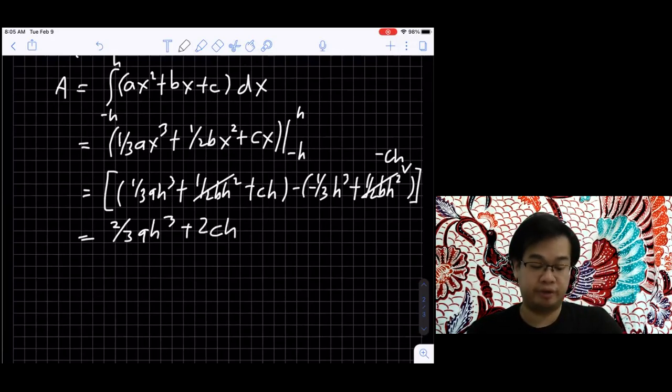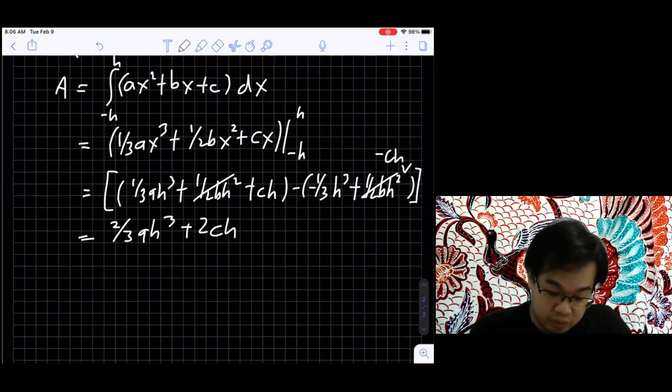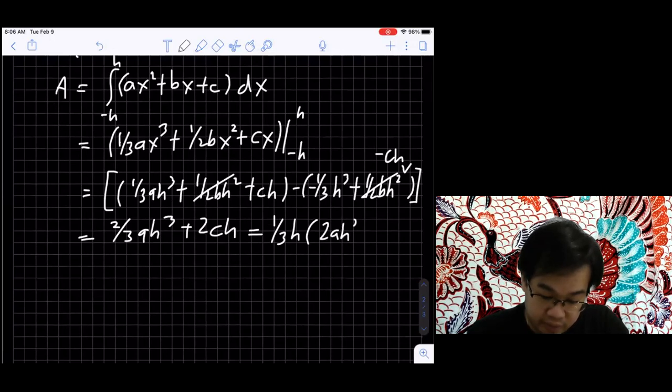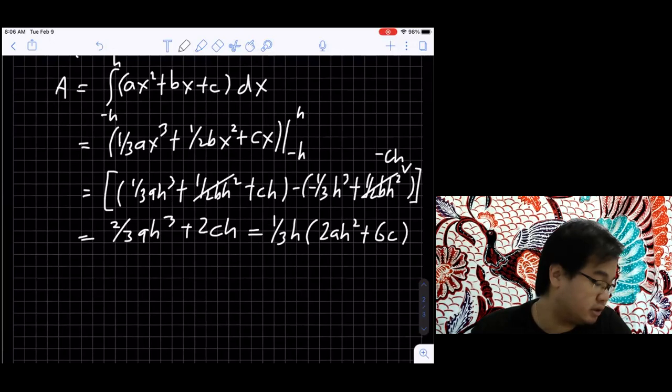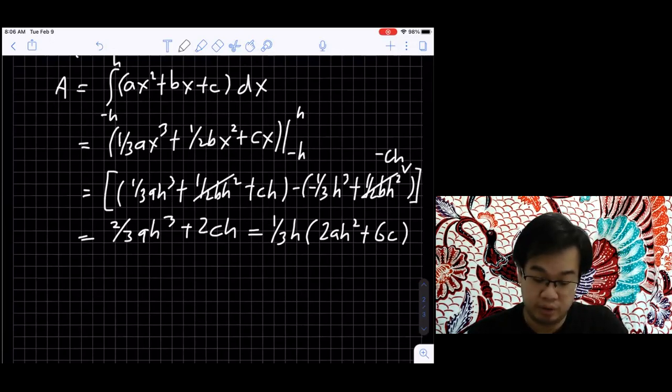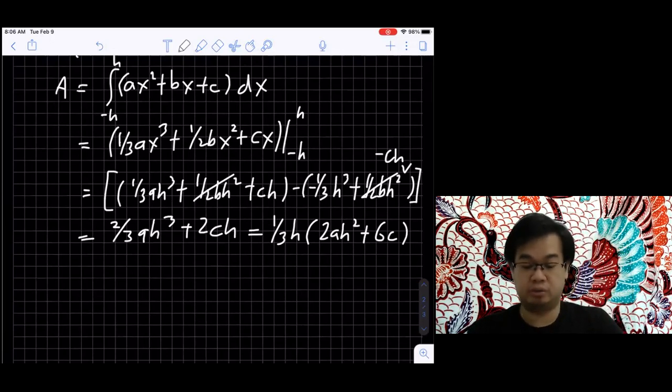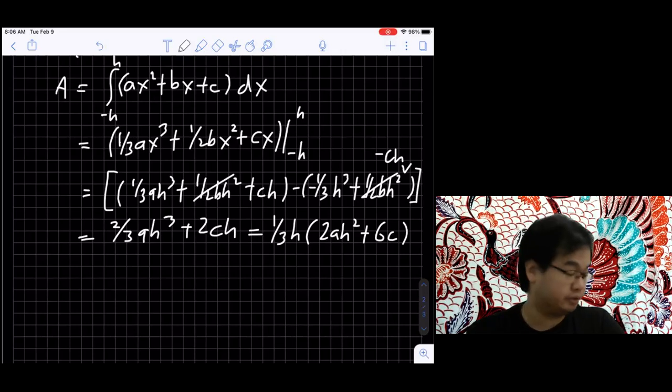And if I want to factor, then basically it is equal to 1 over 3 h times 2ah squared plus 6c, because 1 over 3 times 6 is equal to 2. We want to factor out the 2. Are you following? I hope you are following so far.